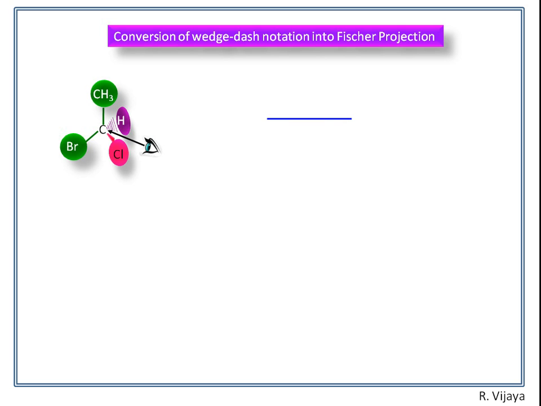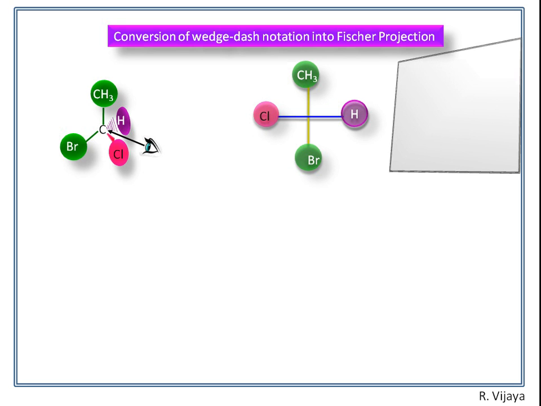In Fischer projection, the horizontal line represents towards the observer, so we put chlorine to the left side, hydrogen to the right side. Vertical line represents backward to the observer, so methyl at the top, bromine at the bottom, that is bromo group at the bottom. Now we take the mirror image of this molecule.